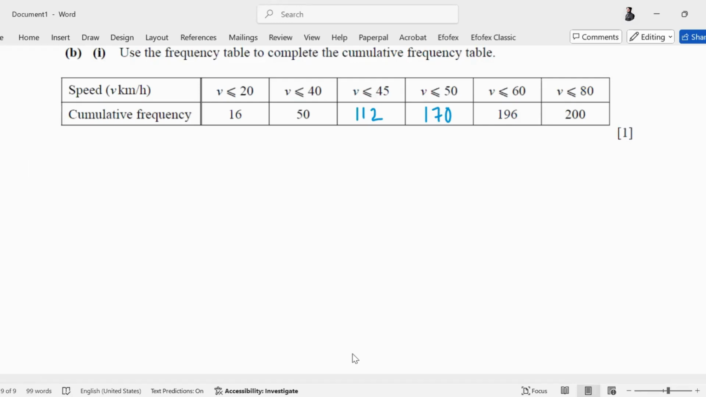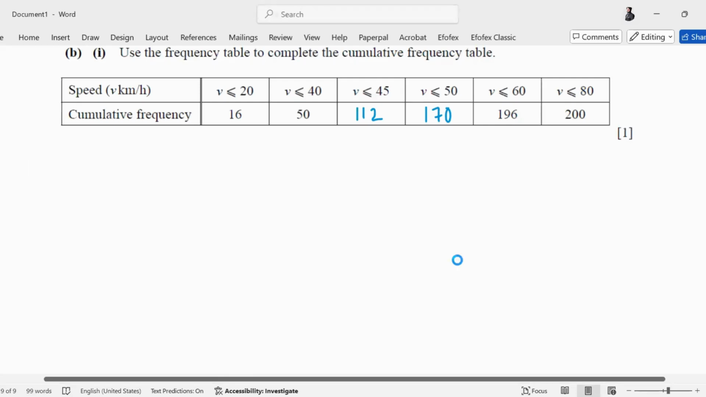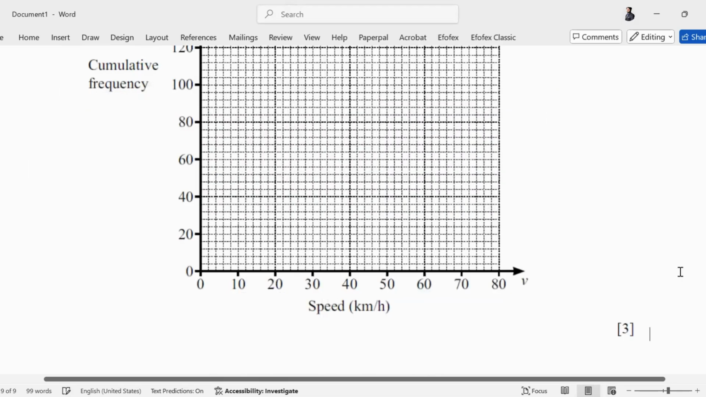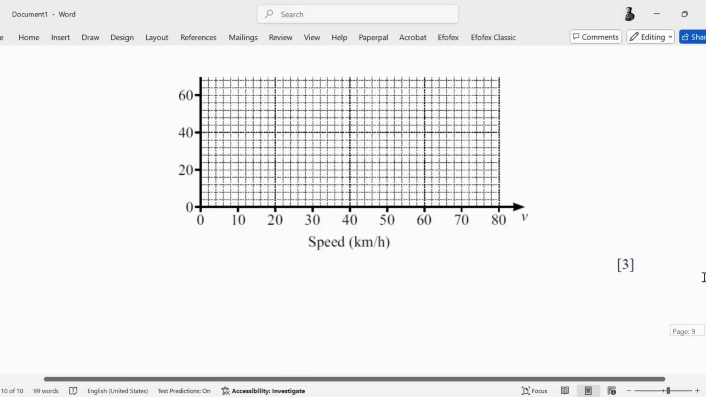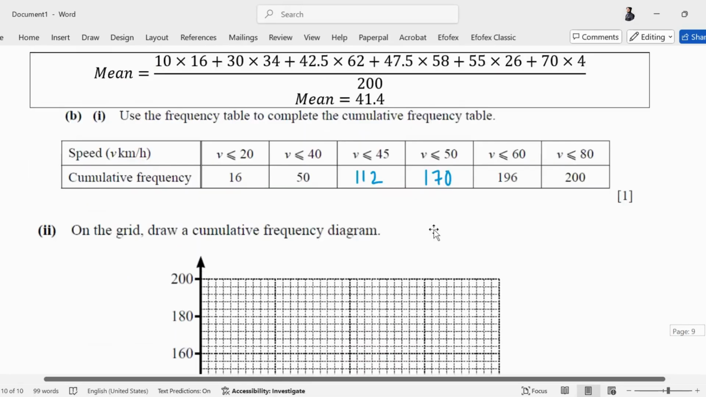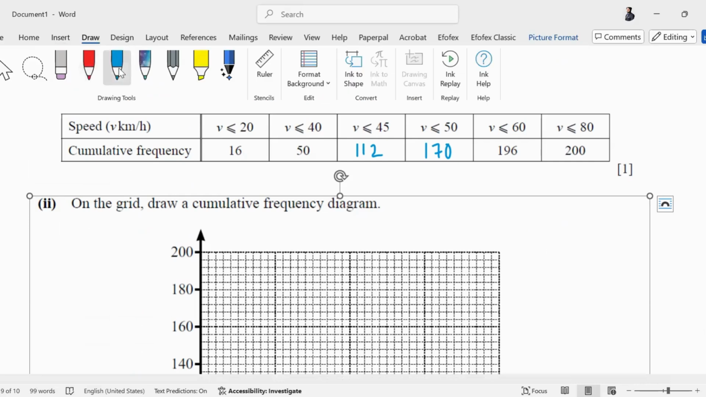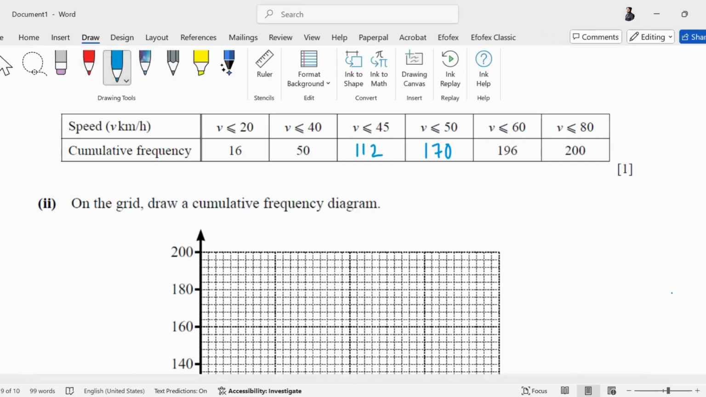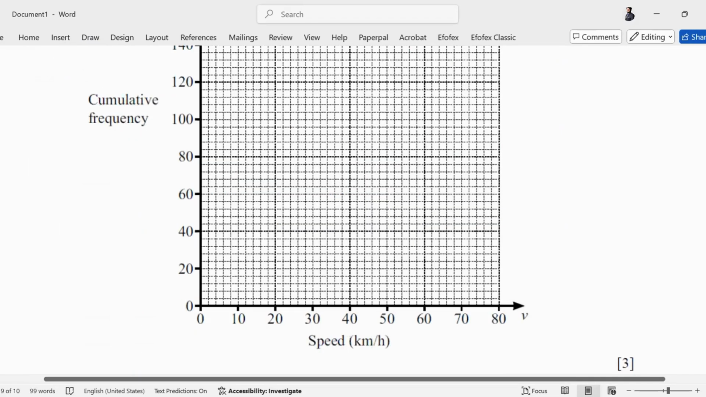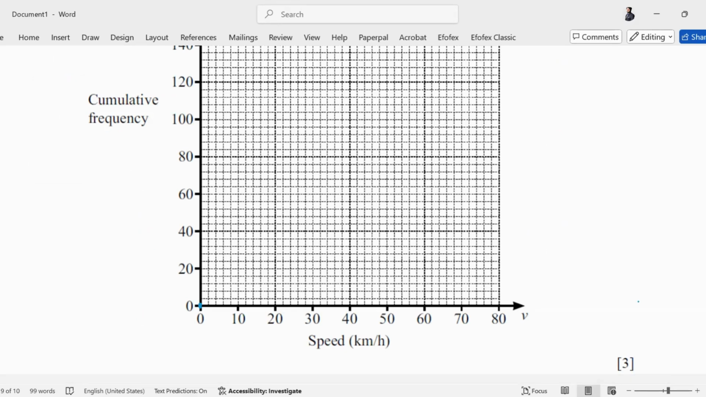Okay, so in the next part, it wants us to draw the cumulative frequency curve. First, in order to plot the points, I know that the minimum speed was 0 and there was no car that was going with the speed 0. Remember, your cumulative frequency curve should always touch the x-axis, not the origin. It's not necessary, but it must always touch the x-axis.